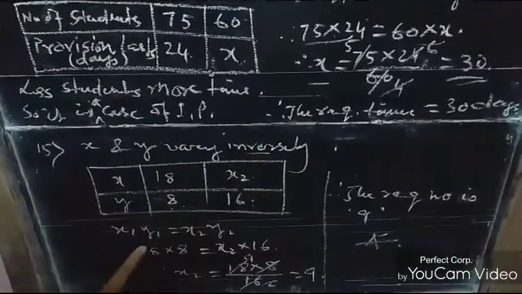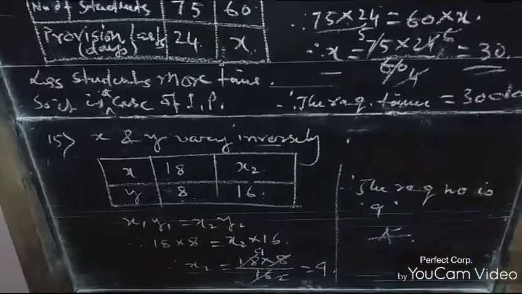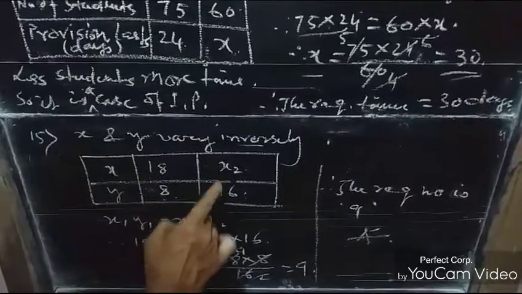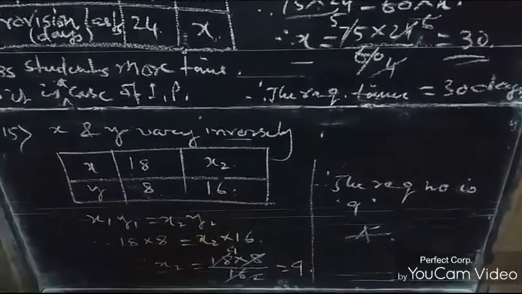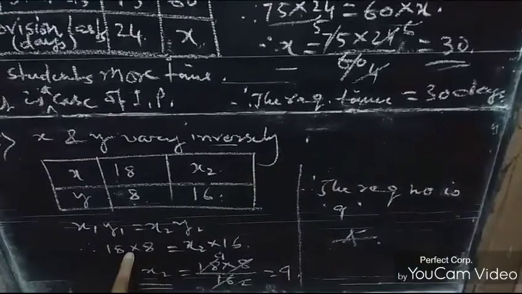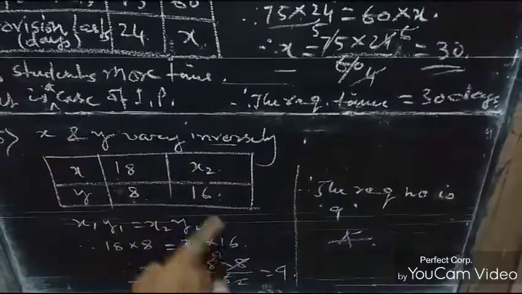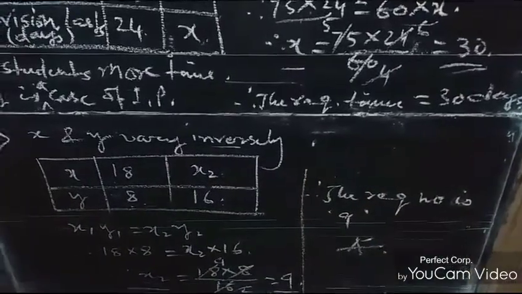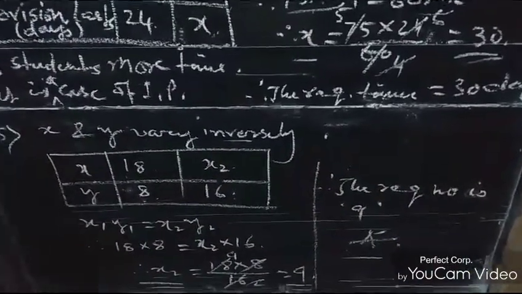So we are using the same formula, x1 y1 equal to x2 y2. Putting in the values, 18 into 8 equal to x2 into 16. So finding the value of x2, equal to 18 into 8 divided by 16, it is cut off, and it comes to 9. So the required number is 9.